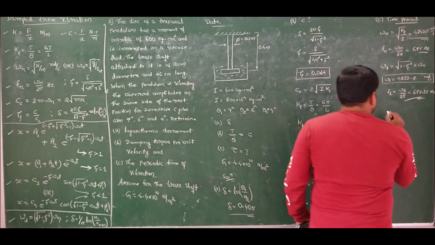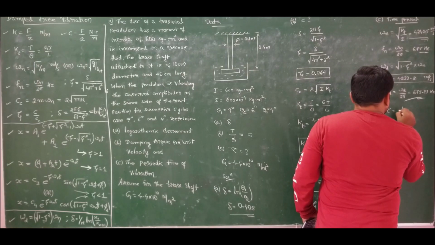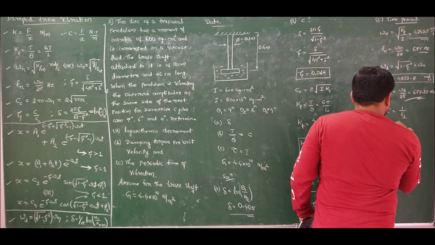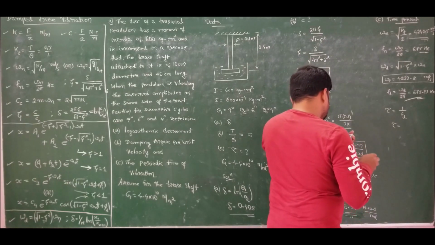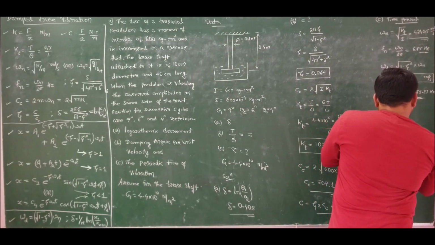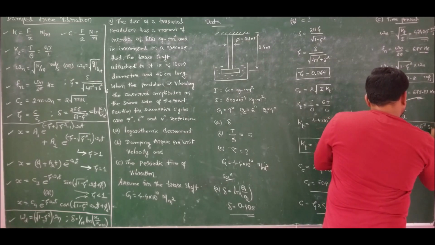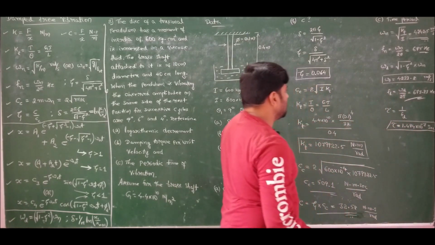Now I can find time period. Time period is nothing but 1 by Fd. So hence time period is 1 by answer, which is nothing but 1.484 into 10 to the power of minus 3 seconds. So time period is 1.484 into 10 to the power of minus 3 seconds.